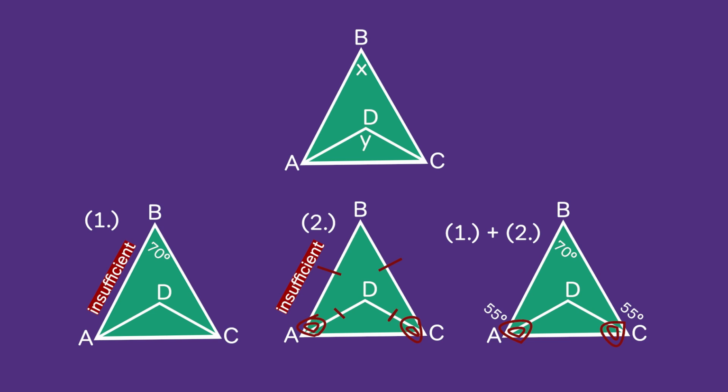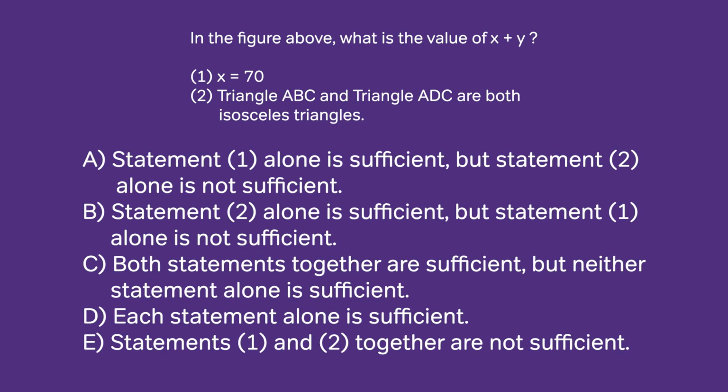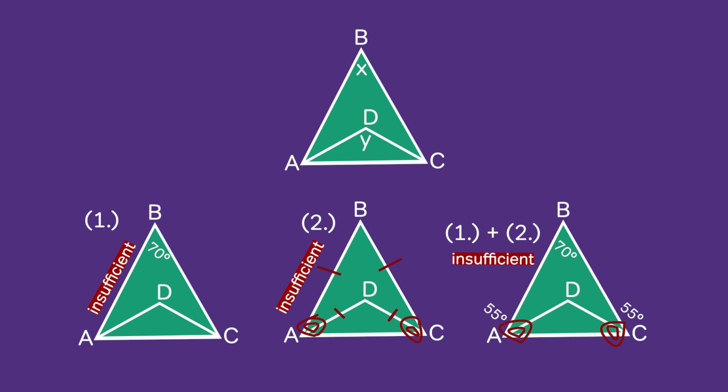ADC could be a little lower, ADC could be a little bit higher, and as we move that point D up or down, what that's going to do is change the value of y. And because we're changing the value of y, we'd have no way to determine a unique value for x plus y, even though we know x. So it turns out that even given all this information, it is still not enough to lock the figure into a particular shape. And so all the statements combined here, all this information still is insufficient, and the answer is E.